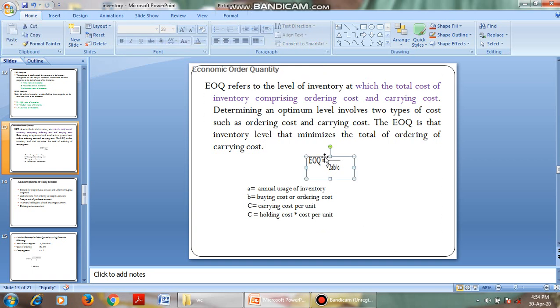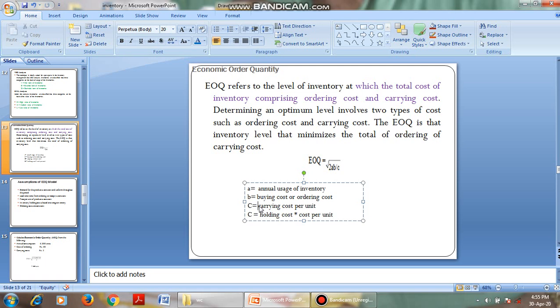The formula for economic order quantity is square root of 2AB by C. A refers to annual usage of inventory, that is how much inventory is needed for a year. B is nothing but buying cost or ordering cost, that is the cost incurred to buy this inventory. Next, C refers to carrying cost per unit, that is how much cost is incurred to carry the product, we call it carrying cost.